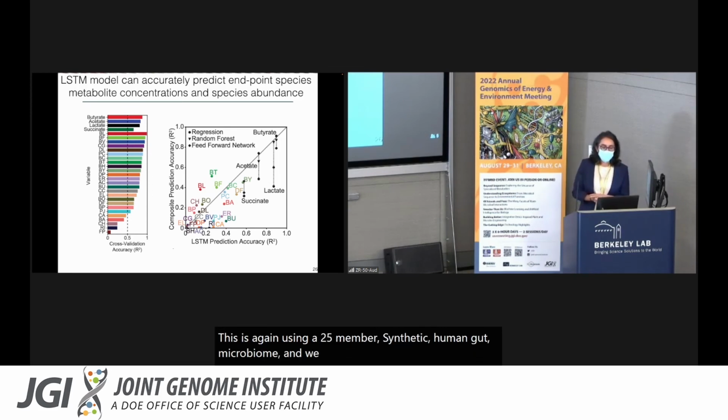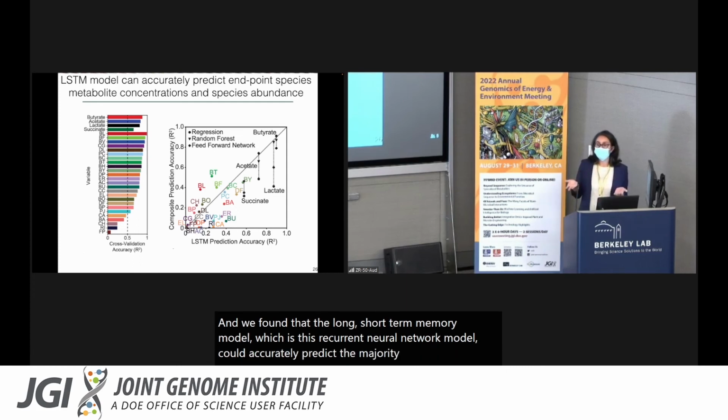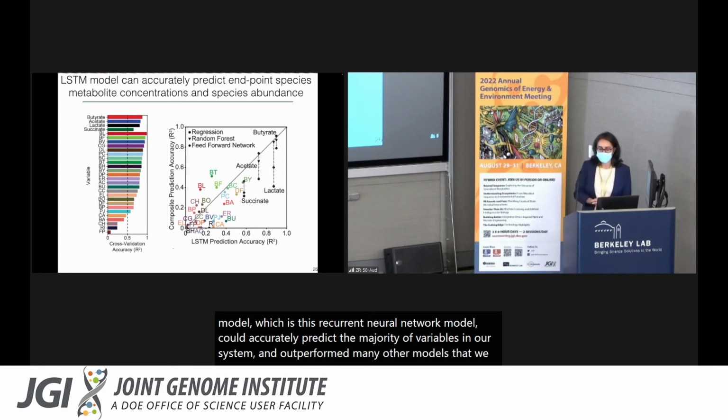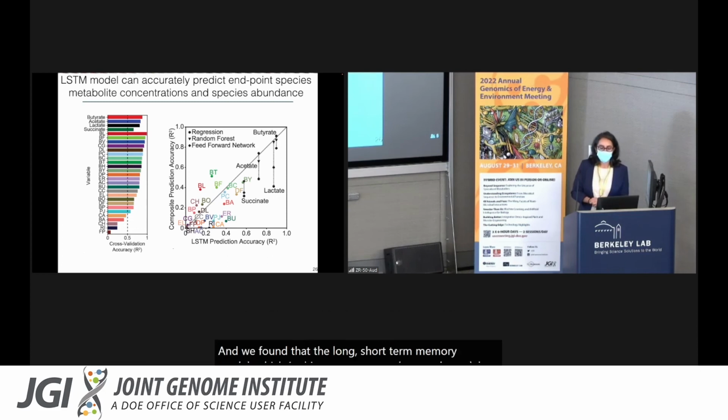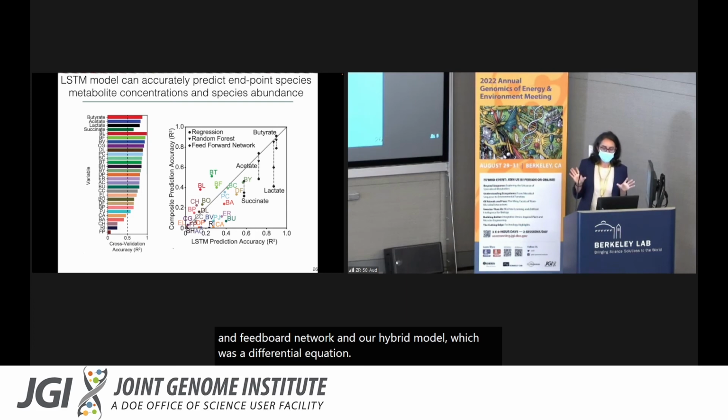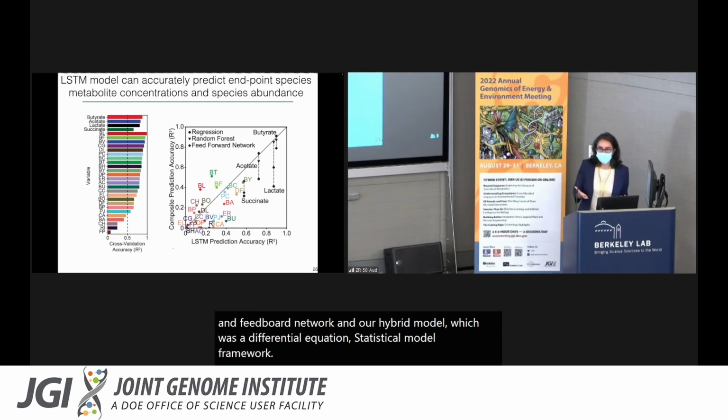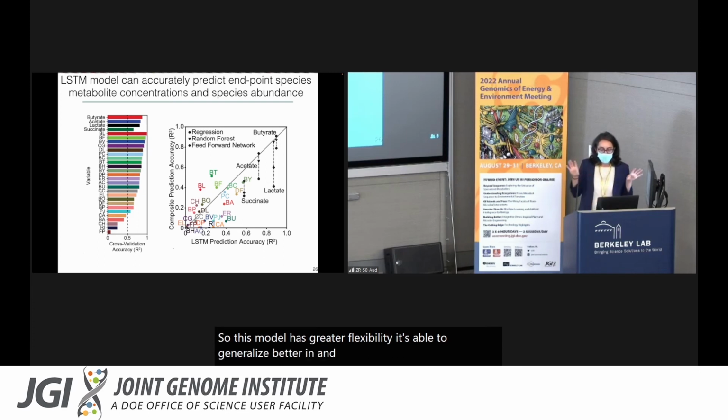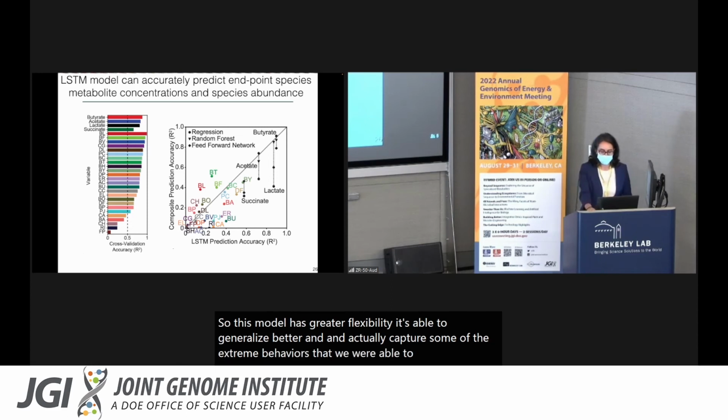And we found that the long short-term memory model, which is this recurrent neural network model, could accurately predict the majority of variables in our system and outperformed many other models that we tested, including random forest and feed forward network, and our hybrid model, which was the differential equation statistical model framework. So this model has greater flexibility. It's able to generalize better and actually capture some of the extreme behaviors that we were able to predict.